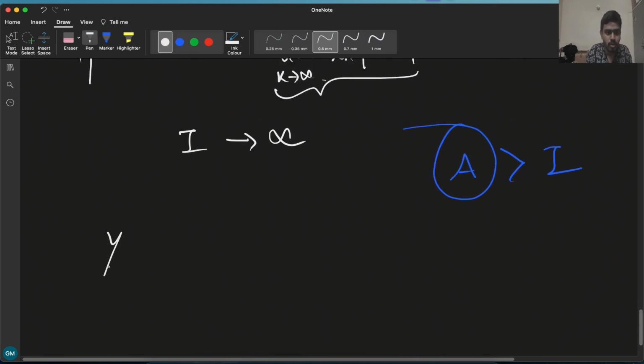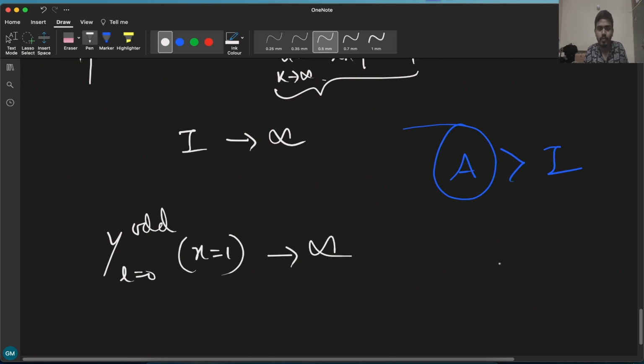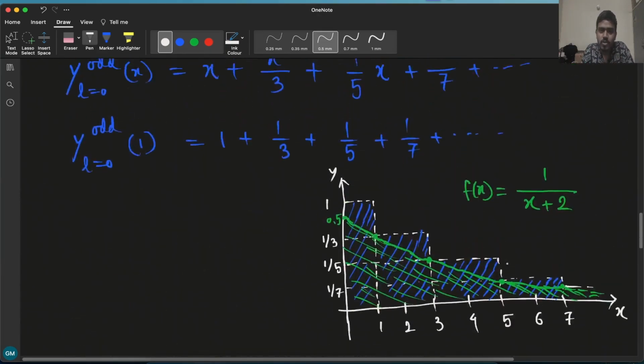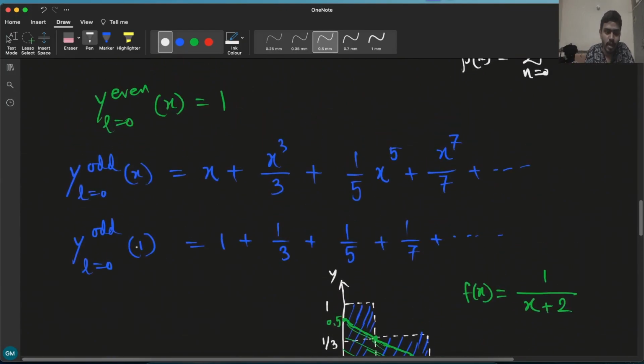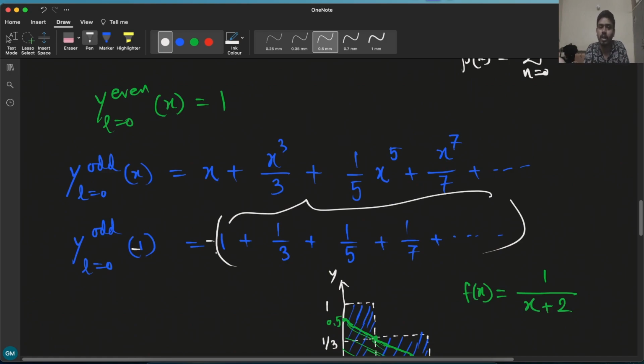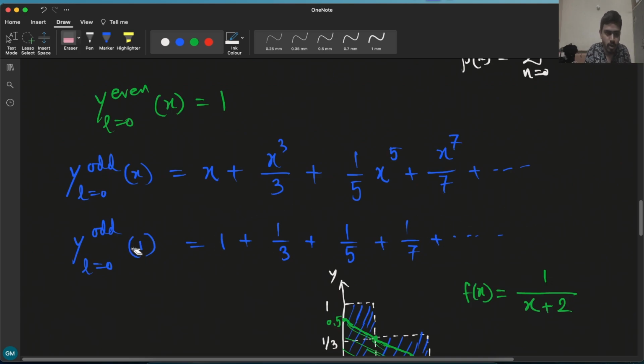So it basically proves that the odd series at x equals 1 diverges. And similarly for x equals minus 1 you can show it: it will be just a minus 1 multiplication with that, and if the series without the minus sign diverges, then with the minus sign it will also diverge. So for both x equals plus or minus 1, the series will diverge.